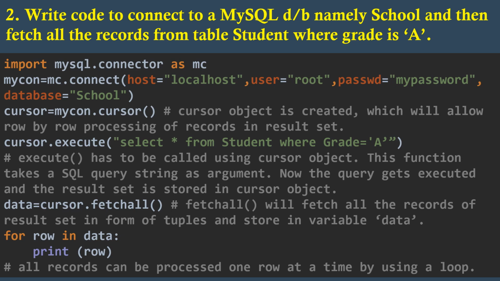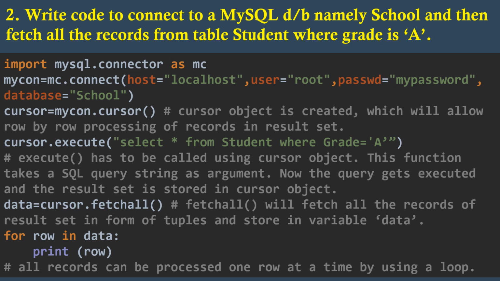Now, the execute function has to be called on the cursor object. This execute function takes a SQL query string as argument. Through that query, you can pass your search criteria, whatever you want to access from the table. Suppose here we have given select star from student where grade is equal to A. So this is the query string which has to be passed within the execute function. This query will be executed, and the result of this query will be stored in the cursor.